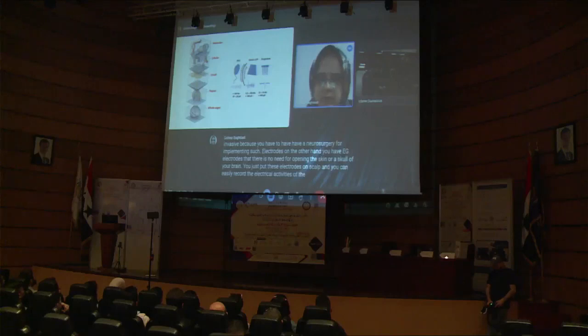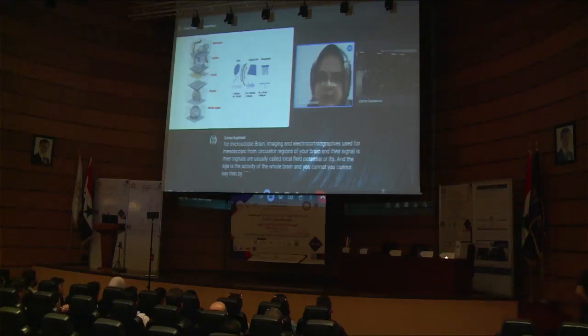Therefore, single unit recording is used for microscopic brain imaging, and electrocorticography is used for the mesoscopic scale, from circuits or regions of your brain. Their signals are usually called local field potentials, or LFP, and EEG is the activity of the whole brain. You cannot say that with EEG recording you have, for example, the activity of some special clusters of neurons. You have the electrical activities of the whole brain, but it is non-invasive, and that is one of its advantages over the other methods.